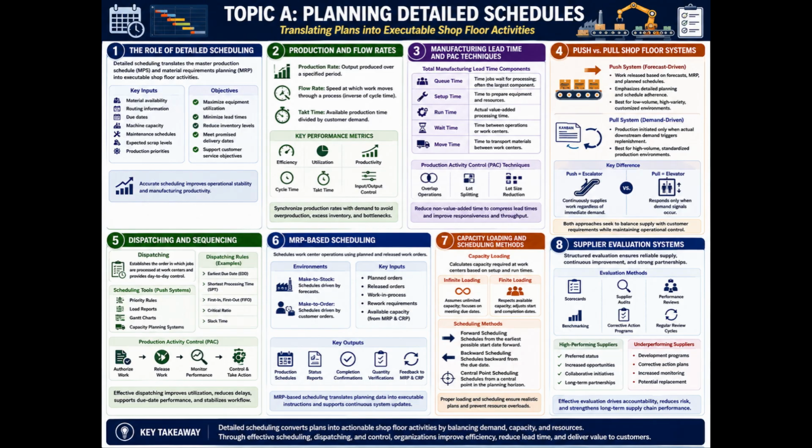Production activity control serves as the operational framework for scheduling, authorizing, releasing, monitoring, and controlling work. PAC also incorporates feedback mechanisms that compare actual performance with planned schedules and enable corrective actions when deviations occur. Effective dispatching improves resource utilization, reduces delays, supports due date performance, and helps maintain stable workflow throughout the production system.